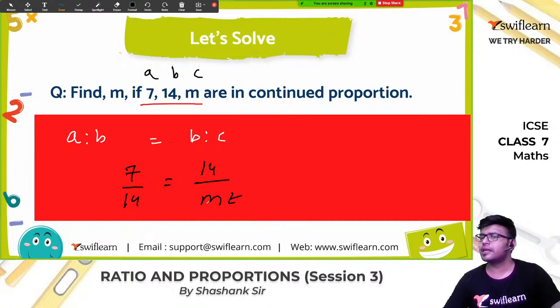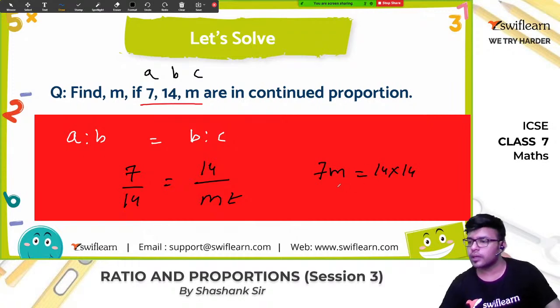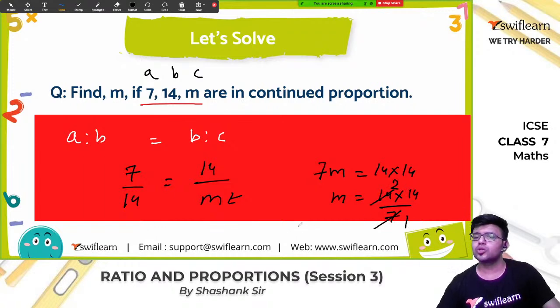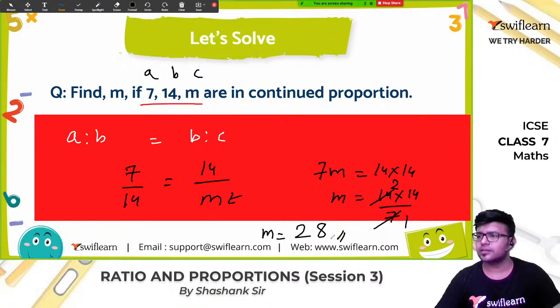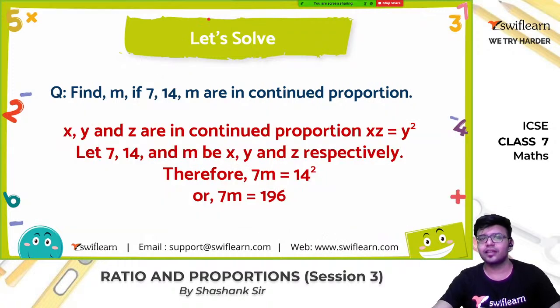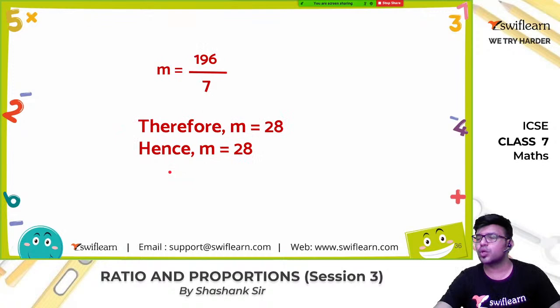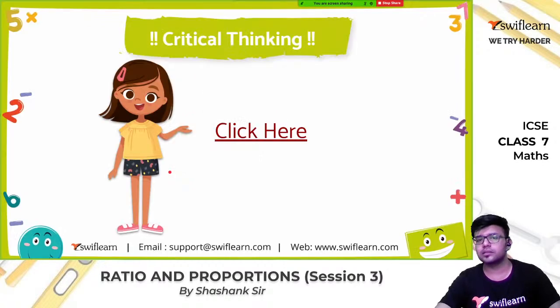So do crosswise multiplication. 7m is equal to 14 times 14. And m is equal to 14 times 14 by 7. 7 ones are 7, 7 twos are 14. So the value of m is 14 times 2, which is 28. I hope, Vatsal, you have got the right answer. Did you get 28? If you have got 28, comment yes in the chat. Yes. See here guys, m is equal to 28. This is the right answer.